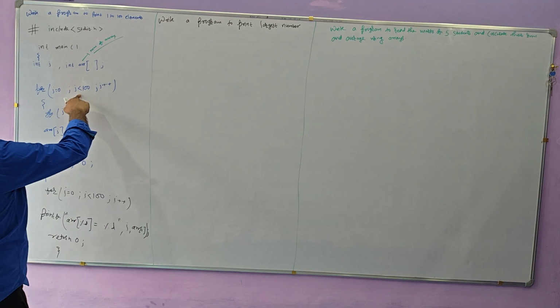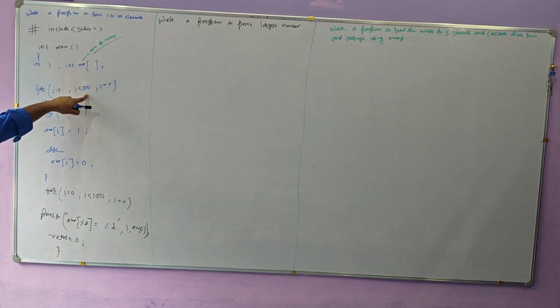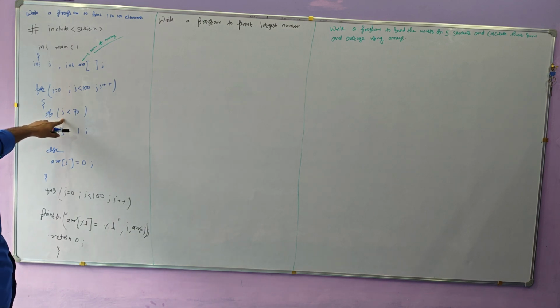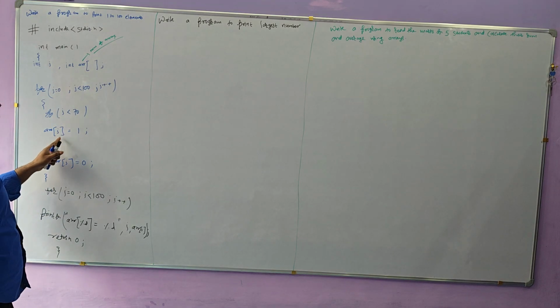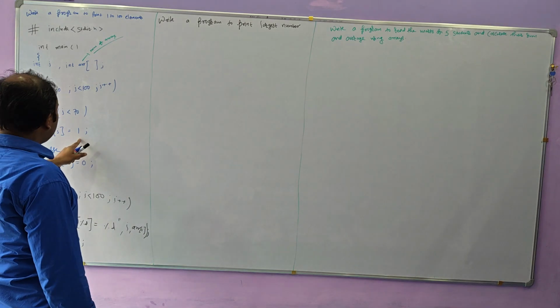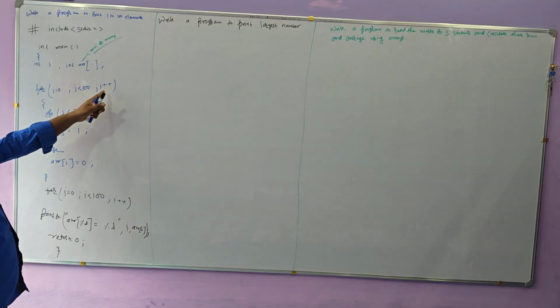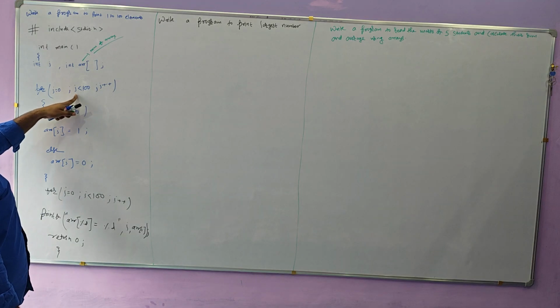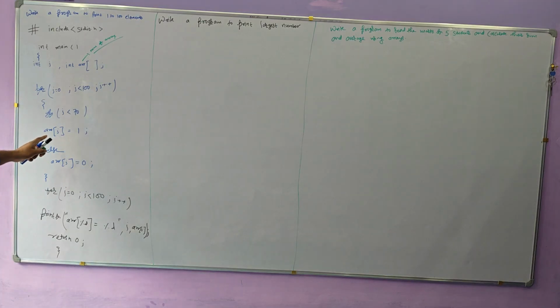i is equal to 0, and after this it checks whether 0 is less than 100. Yes, 0 is less than 100. So i is 0, and 0 is less than 70. Yes, so ar of 0 becomes 1. So the first value becomes 1. Now with i plus plus, i increases by 1, that is 1. 1 is less than 100, yes. If 1 is less than 70, yes, then ar of 1 is 1.